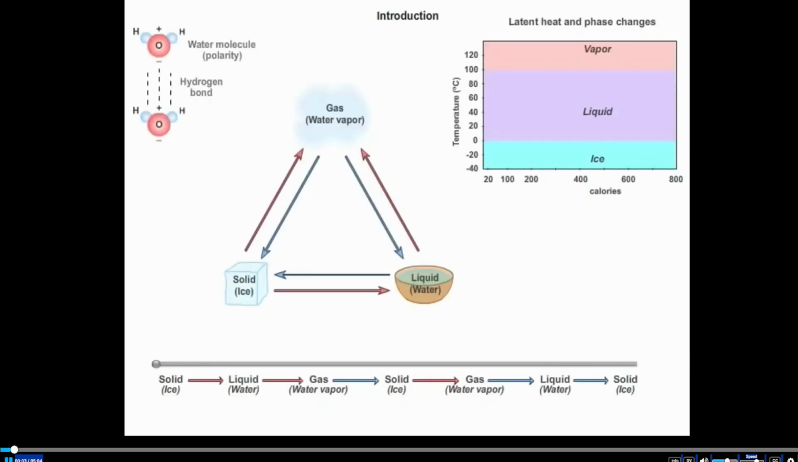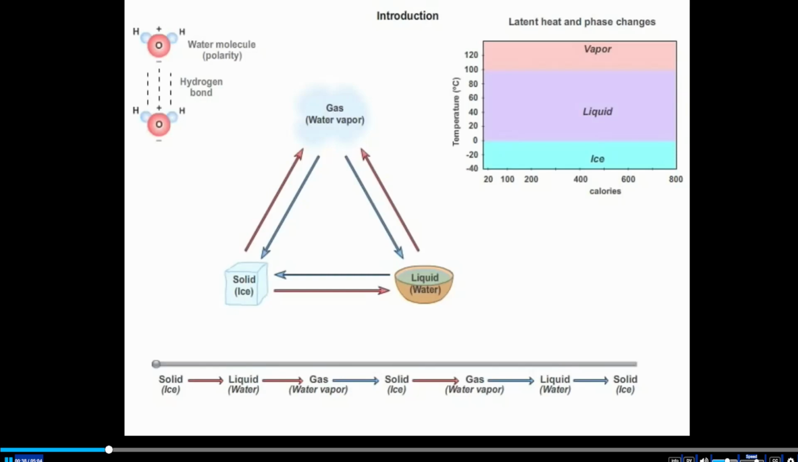Phase changes of water. In the upper left of the screen, you see two water molecules. The covalent bonds between the oxygen atom and the hydrogen atoms in the water molecule are very strong, making water a stable compound. Notice the polarity of the water molecule. There is a positive and a negative side. Water molecules are attracted to each other because the positive, oxygen side of one water molecule is attracted to the negative, hydrogen side of another water molecule.